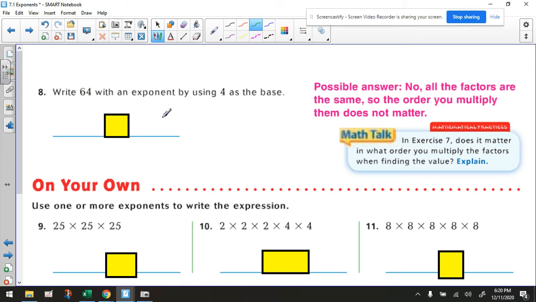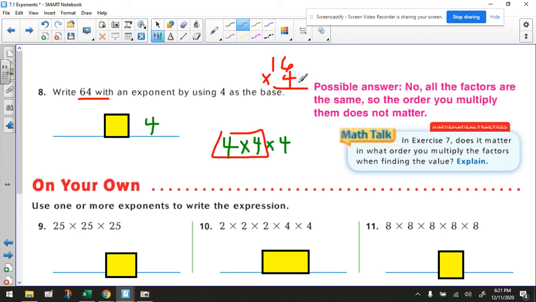So if we're going to write the number 4, we need some exponent here, and we need to figure out what that is. So how do you do that? Well, if we do 4 times 4, that would be 16, right? So we know we've got to multiply at least another 4 in there. So the question becomes, if we take 16, which is the product of these two numbers, and multiply that by 4, would that give us 64?